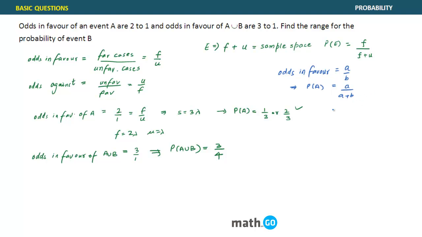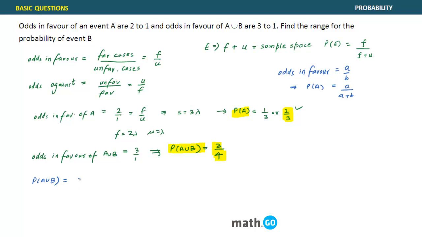All right. Coming back to the question, now you have two things. Let me highlight them for you: probability A, that is 2 by 3, and probability A union B, that is 3 by 4. Now using this, you need to find the range of the probability of event B. This is the question. How are these things interrelated? Let's combine them.